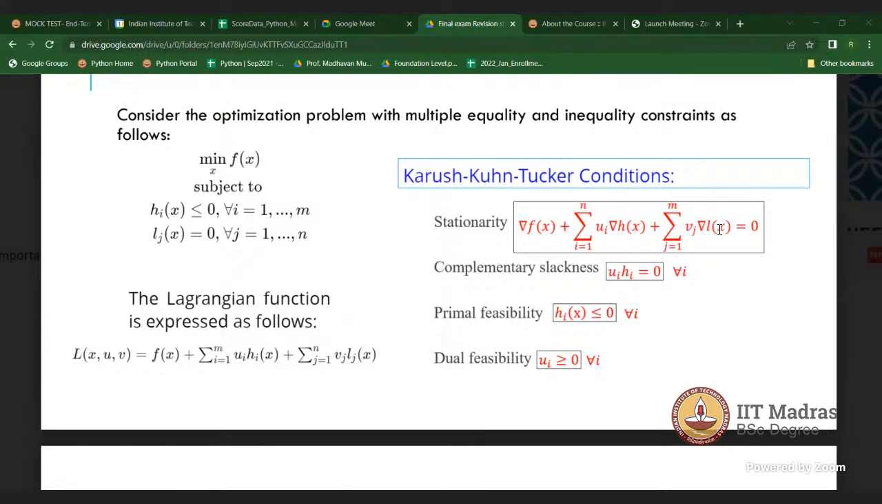This L of x, this condition, equals 0. Okay, so that should be equal to 0. That is the first condition.